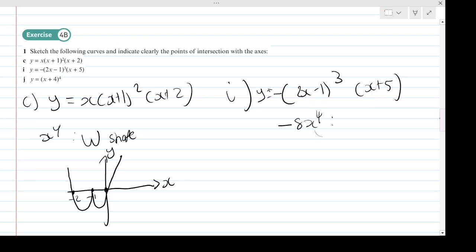That means it's negative, so it's going to have an M shape. It's going to go downwards. Okay, well, that's all our axes as usual, and then we need our y-intercept.